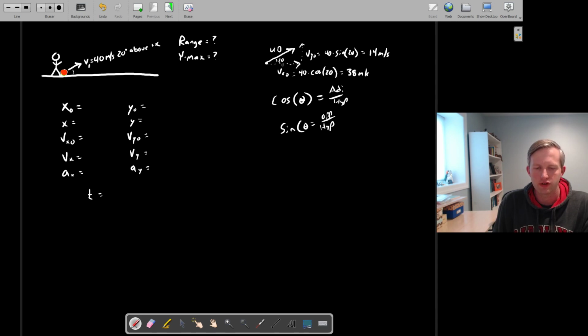It's a good opportunity just to double check. The angle is less than 45, therefore we should expect most of our velocity to be in the x direction, which is what we found here, so that checks out.